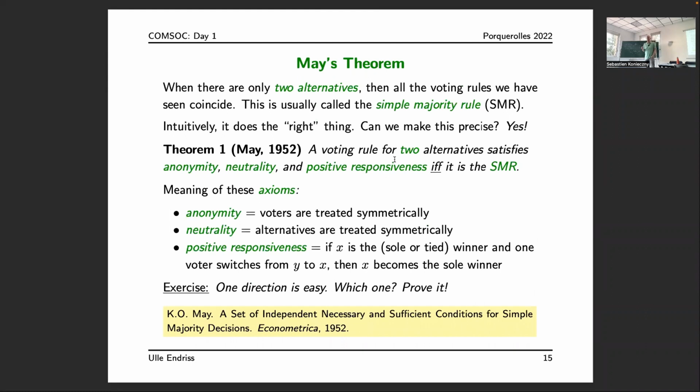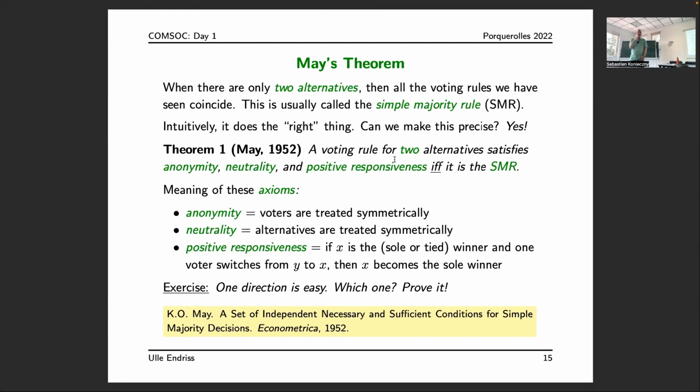So we've just seen before that if we are happy with irresolute rules, there are several rules that are anonymous and neutral in the special case of 2 alternatives and 2 voters. Actually, that's even true if we have 2 alternatives and any number of voters. The Borda rule is still the same as the plurality rule. It's still the same as plurality with runoff. And they're still, all of them, anonymous and neutral.